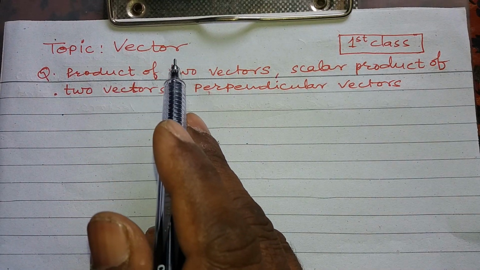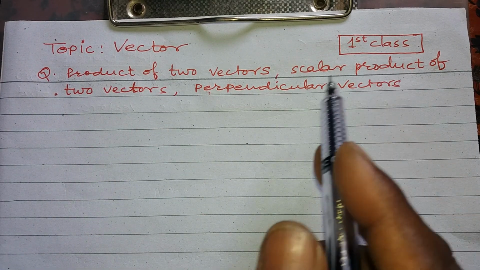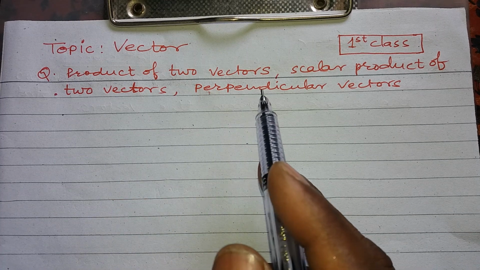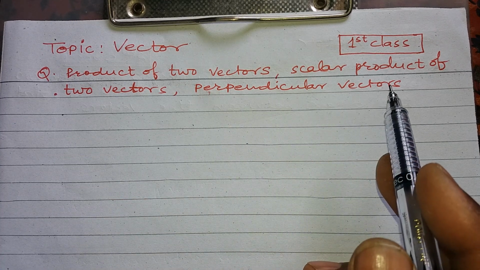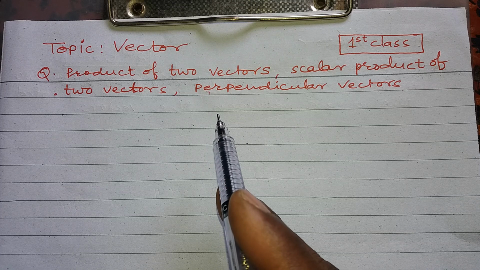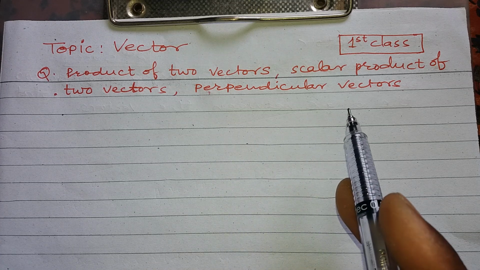Topic is vector and it is the first class of the topic. Question is here, product of two vectors, scalar product of two vectors and perpendicular vectors.